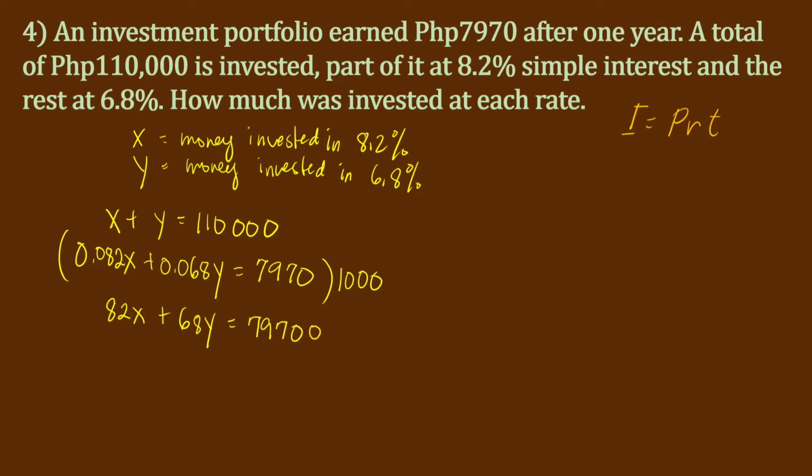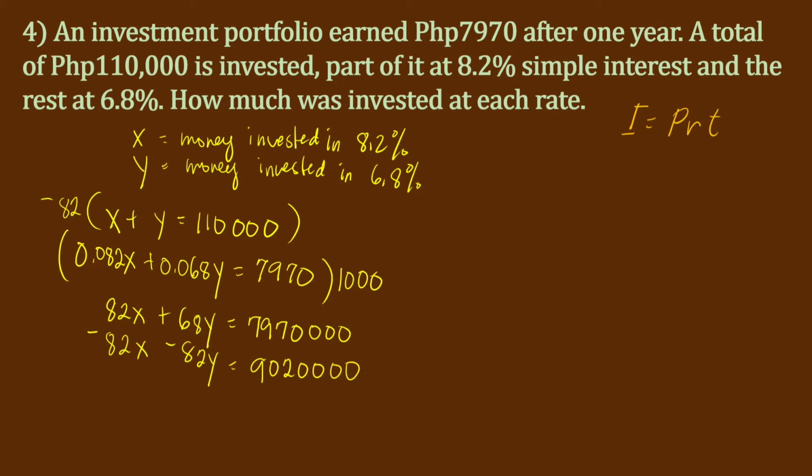7,970 and then 3 more zeros. Okay? So, that's times 1,000. If we want to eliminate the x variable, we need to multiply this first equation by negative 82. So, let us multiply the first equation by negative 82. So, negative 82x minus 82y equals 110,000 times 82 negative. So, that's 902 and then 4 zeros.